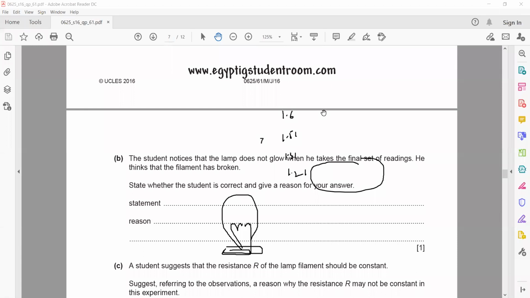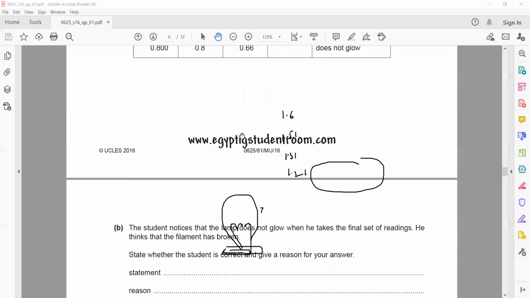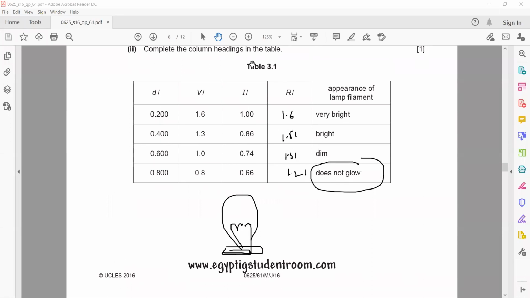State whether the student is correct. So the student is incorrect. Why is the student incorrect? Because if there was a broken filament, there should be no current in the lamp. But still current is flowing. It shows that the filament is not broken, or the circuit is not broken. No current in a broken circuit. Otherwise, this current should be 0. So for the statement, you will say no, because there is a current reading.